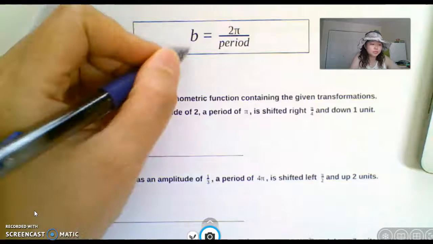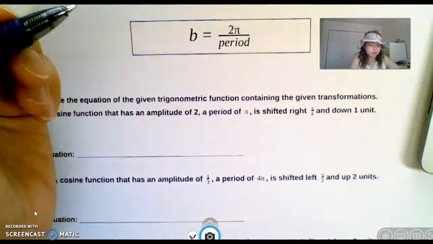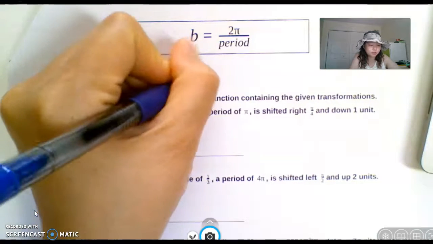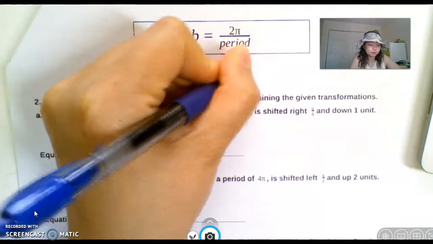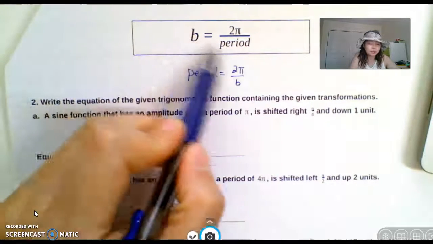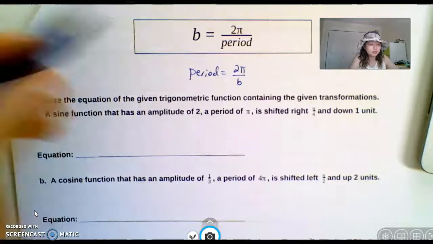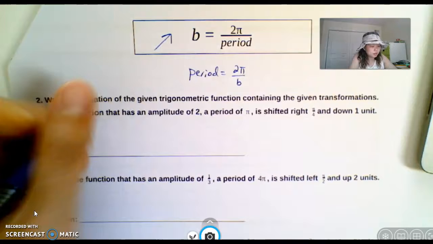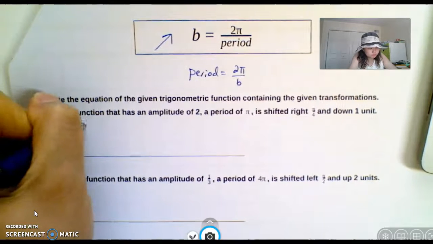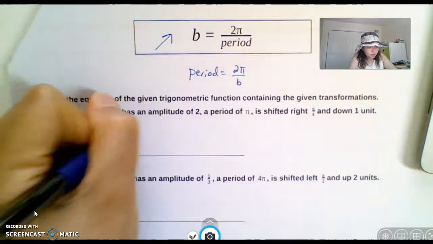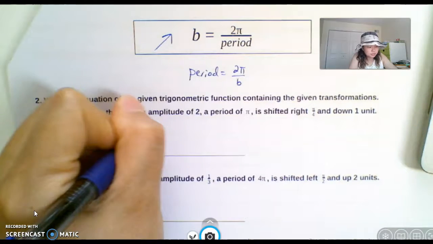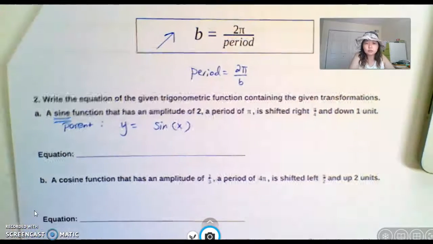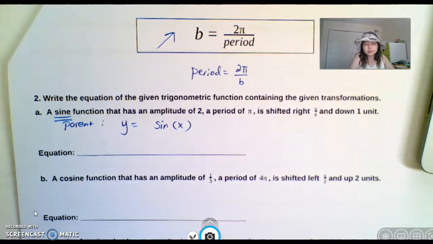So this one says b is equal to 2 pi over period. Yesterday we were so focused on period equals 2 pi over b, but now b and period switched places. This is what we have to remember, because b is the trickiest thing. A parent function is just y equals sine x or cosine x. This would be the most basic sine equation ever, but now we have to change it according to all this description.